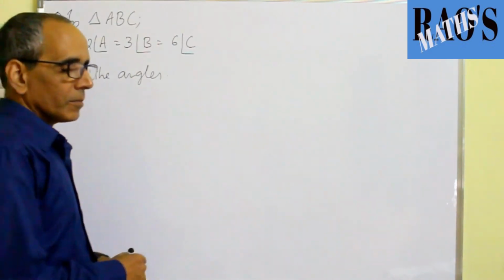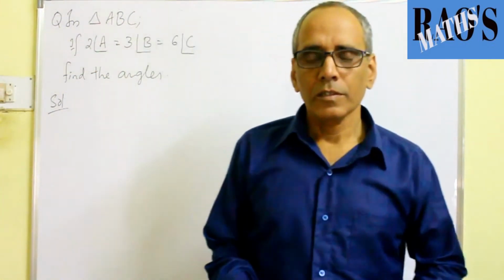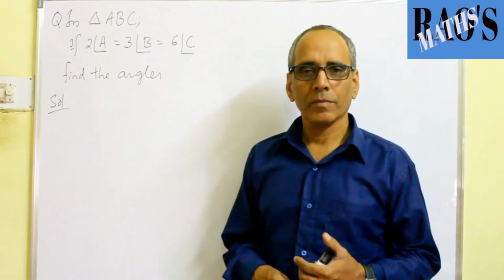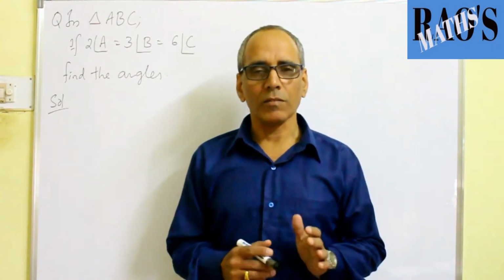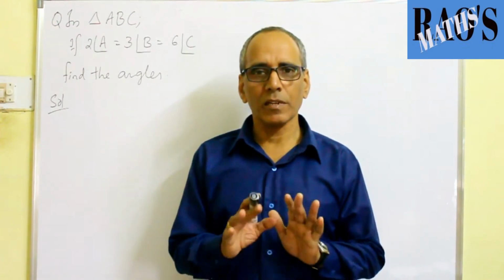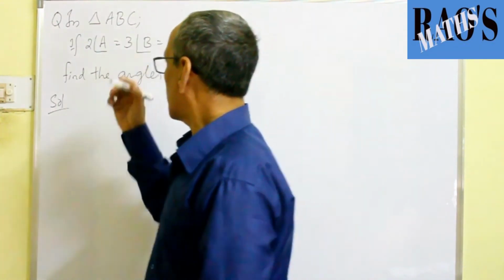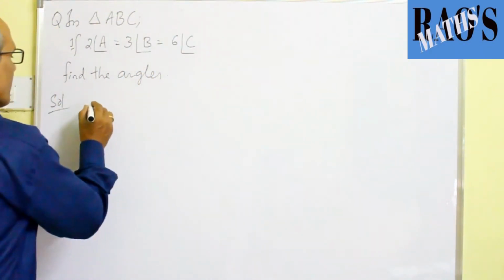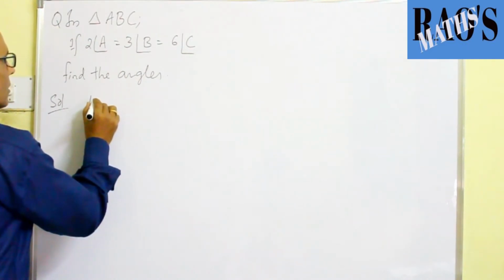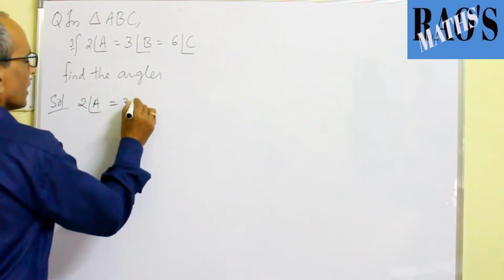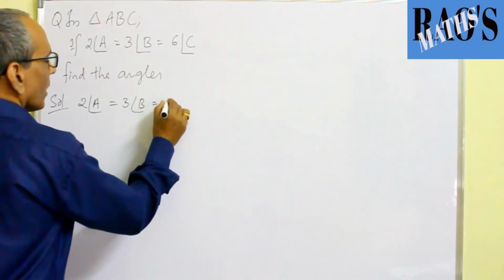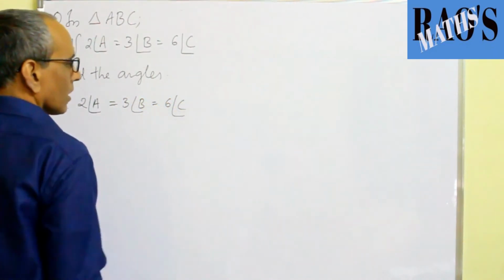So in this question, 2 times of angle A and 3 times of angle B and 6 times of angle C are equal. Find the measure of each angle. So let me write what is given here. 2 times of angle A and 3 times of angle B and 6 times of angle C are equal.